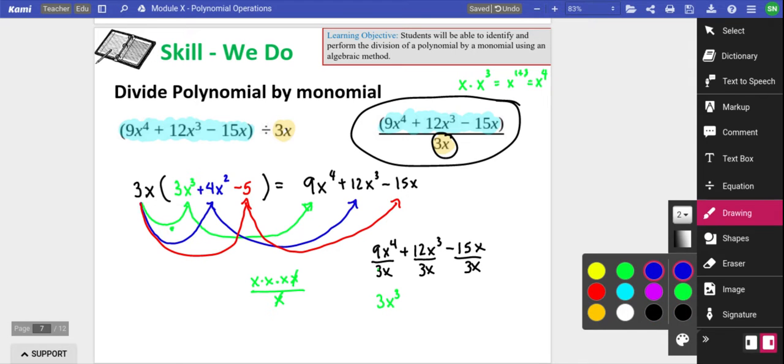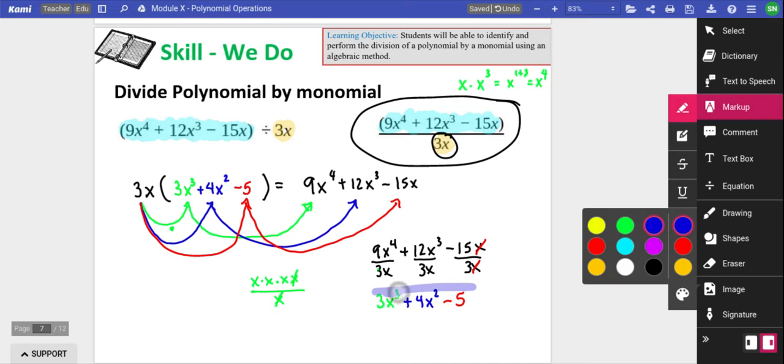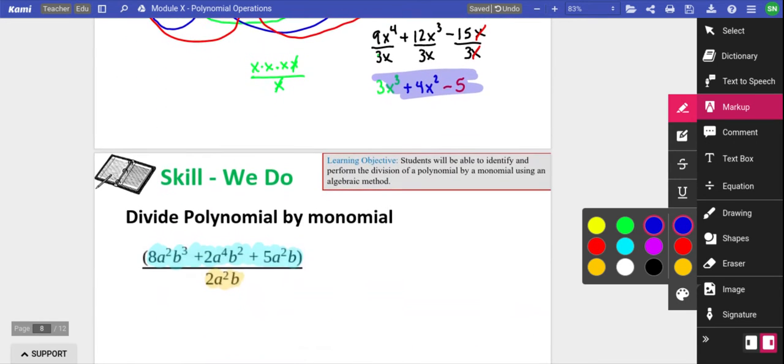Then we do the same thing for the other one. 12 divided by 3 is 4. X to the third divided by x is x squared. On the last one, 15 divided by 3 is negative 5. And x divided by x, we just cancel them out, and that would be our answer. If you look carefully, this one and this one are exactly the same. There are just different methods that we use.